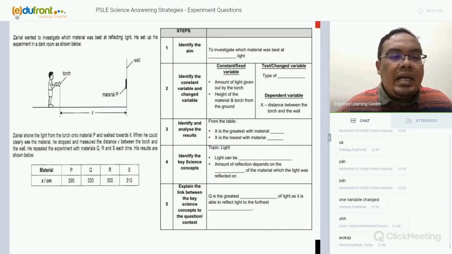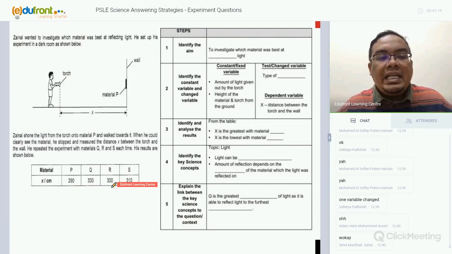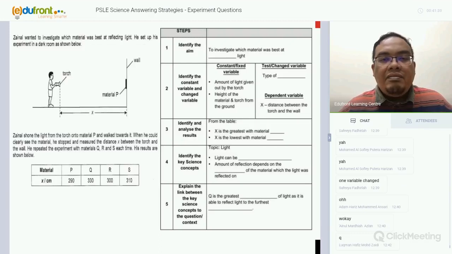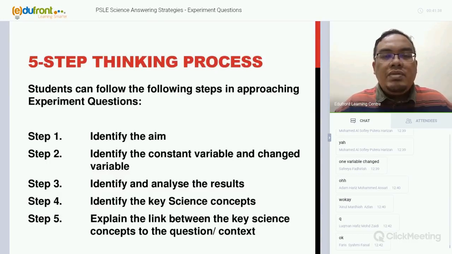Many students will ask, what story can you tell about this table? Many students take 2-3 minutes to think over it. Don't think so long. Straight away, you must be able to tell me which is the greatest result. So from here, straight away, you can tell that Q gives 330, and the smallest is 290. So that is one of the easiest observations, identifying the greatest result and the smallest result, and also results which are the same.